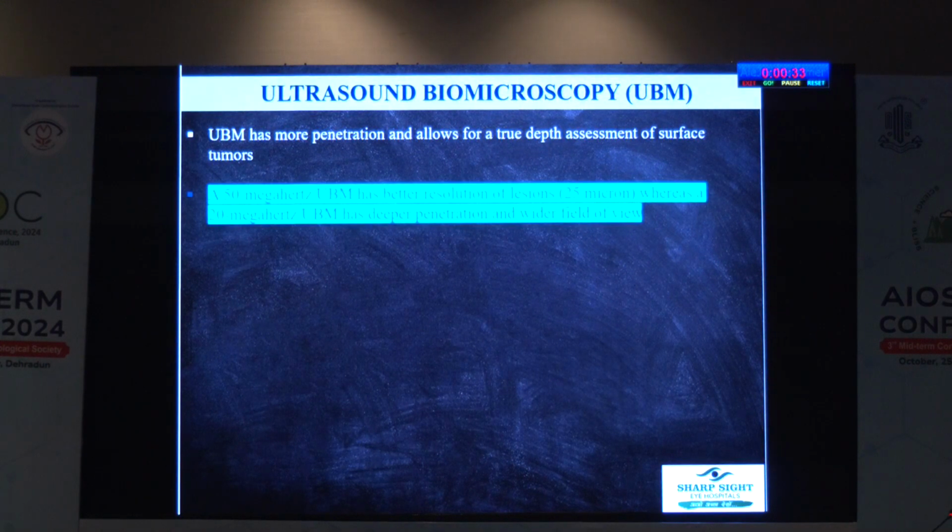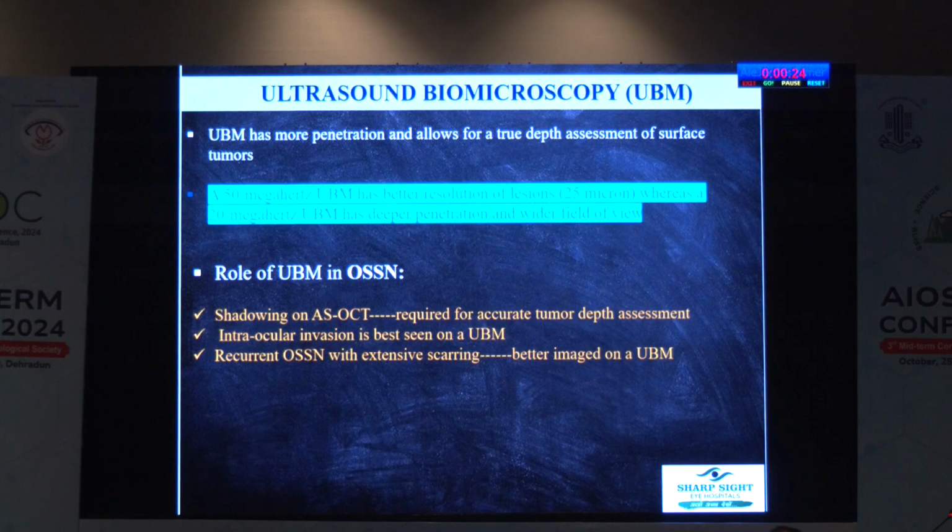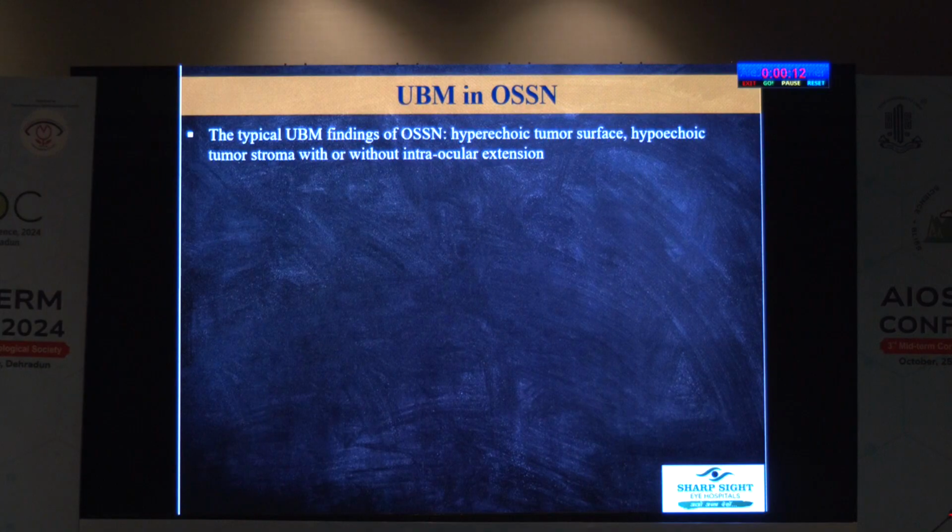So UBM can be 50 megahertz or 20 megahertz. The 50 megahertz one has a better resolution of lesions, but less penetration, and the other one has obviously deeper penetration. So the role of UBM is in shadowing. The role of UBM is also very important in recurrent OSSN, where an ASOCT will not give you a good image. So accurate depth assessment in such lesions has to be done with the help of a UBM.